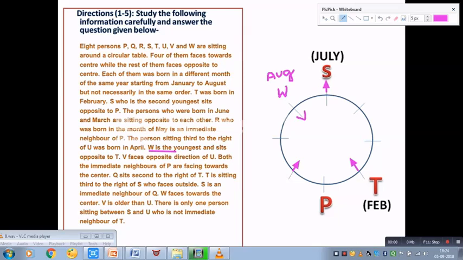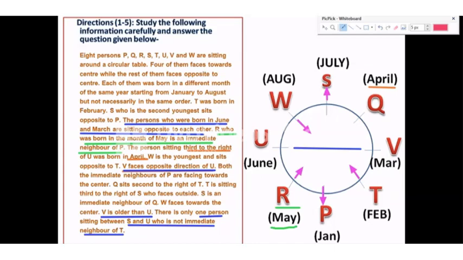Also we knew that S is an immediate neighbor of Q. Q is sitting on the right hand side of S. Now, R, who was born in the month of May, is an immediate neighbor of P, so we marked R over here. He is born in the month of May, and he is already facing towards center.